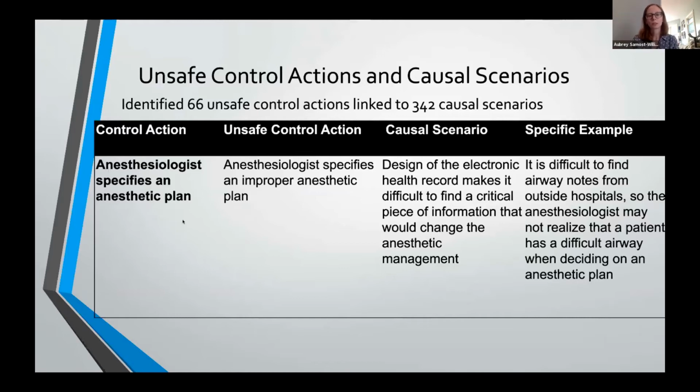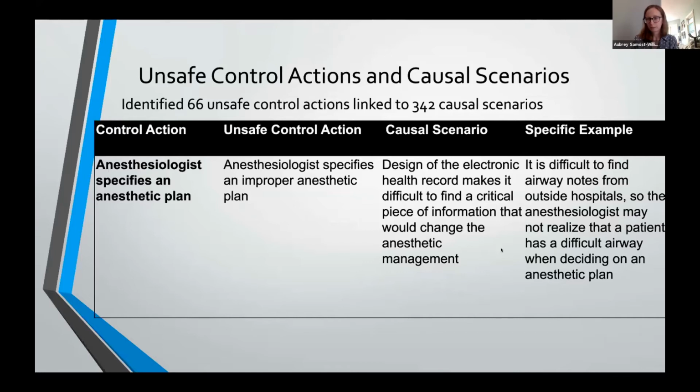But essentially, one of our control actions was that the anesthesiologist specifies an anesthetic plan. The unsafe control action is that the anesthesiologist specifies an improper anesthetic plan. So one of our causal scenarios for that was the design of the electronic health record makes it difficult to find a critical piece of information that would change the anesthetic management. So this is a true lack of feedback causing an inaccurate mental model.